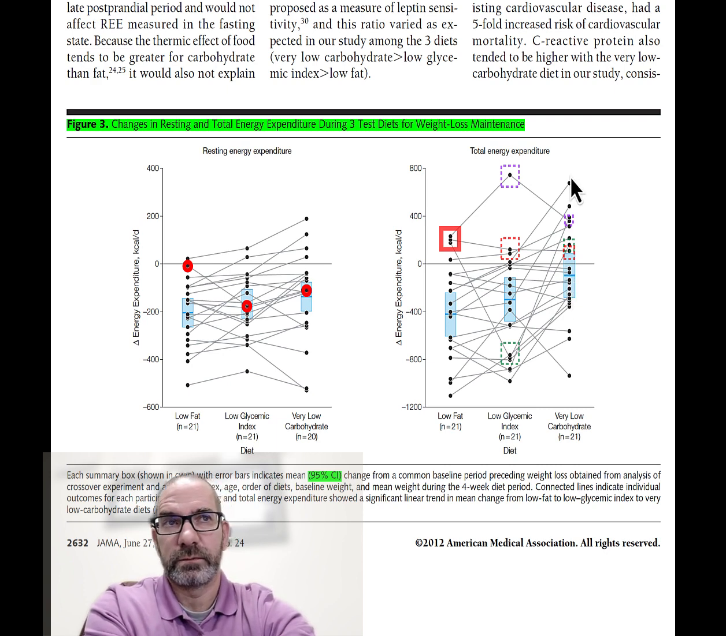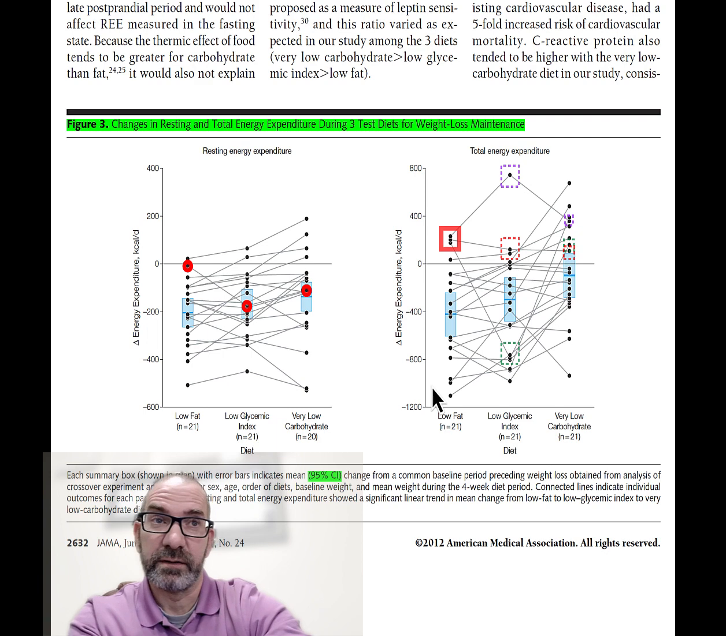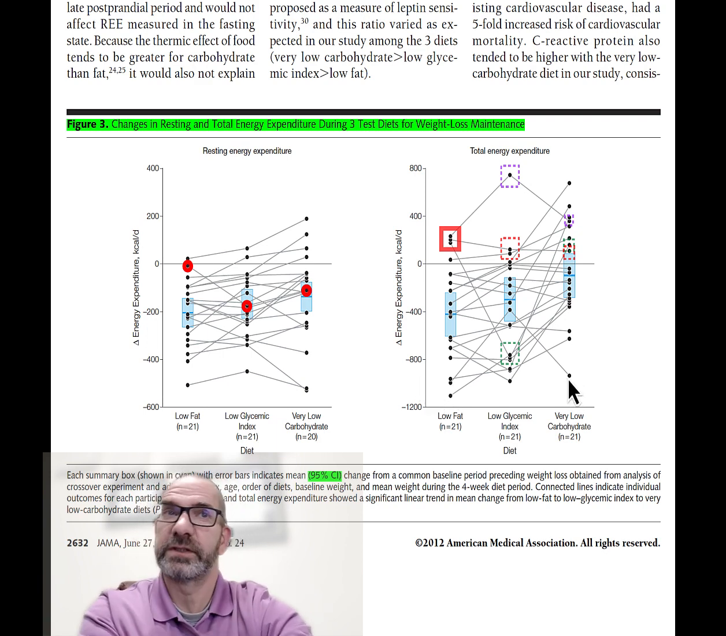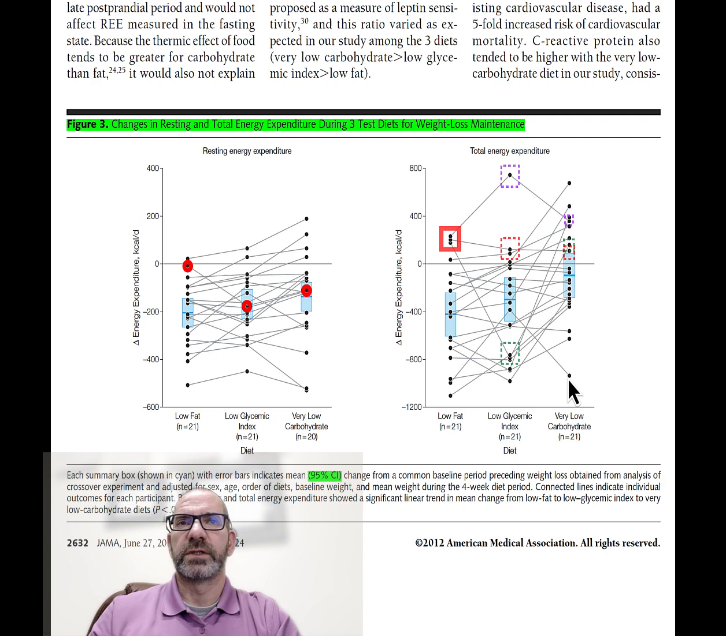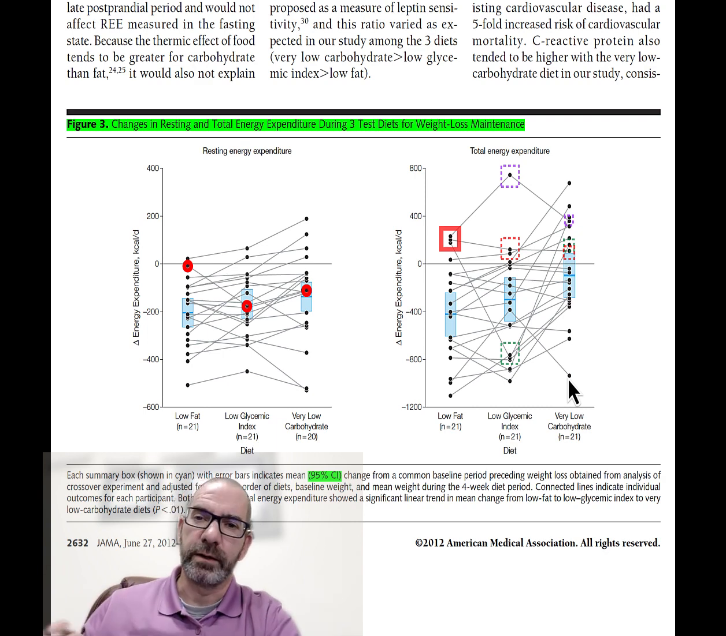Okay, but there's some that had significant, more than almost 1,000. This person had almost a 1,000 decrease in their total energy expenditure. And so that's just a take home. Individual differences don't necessarily agree with the means.